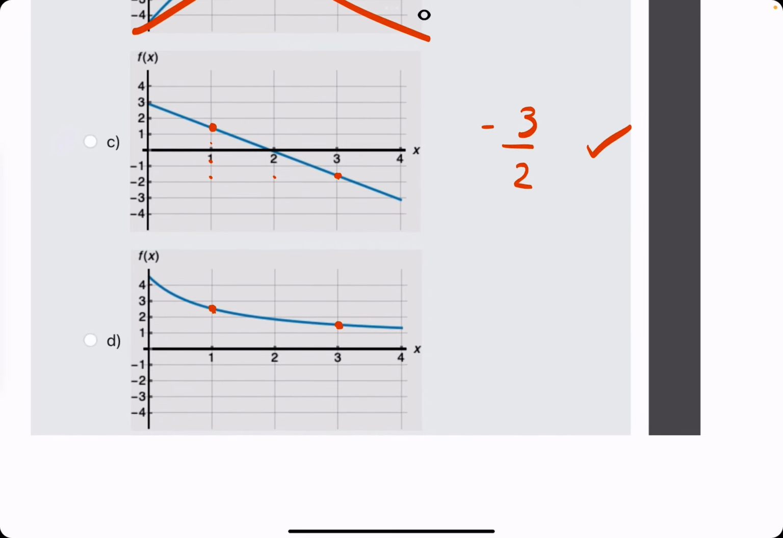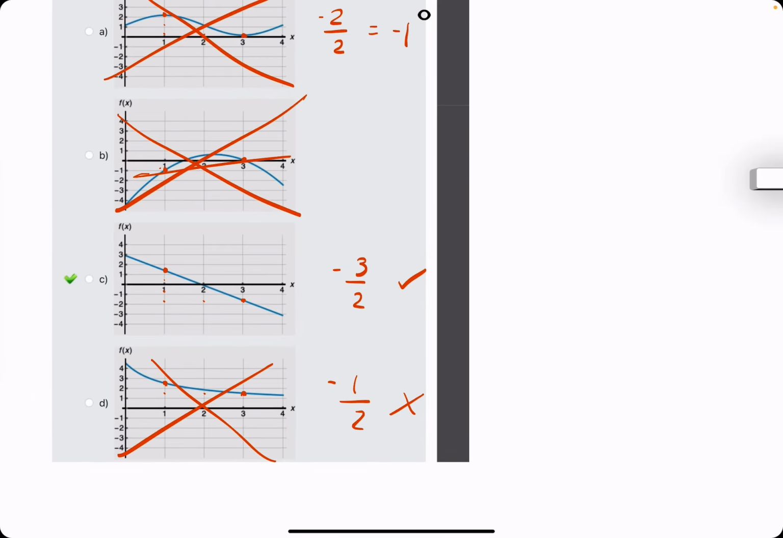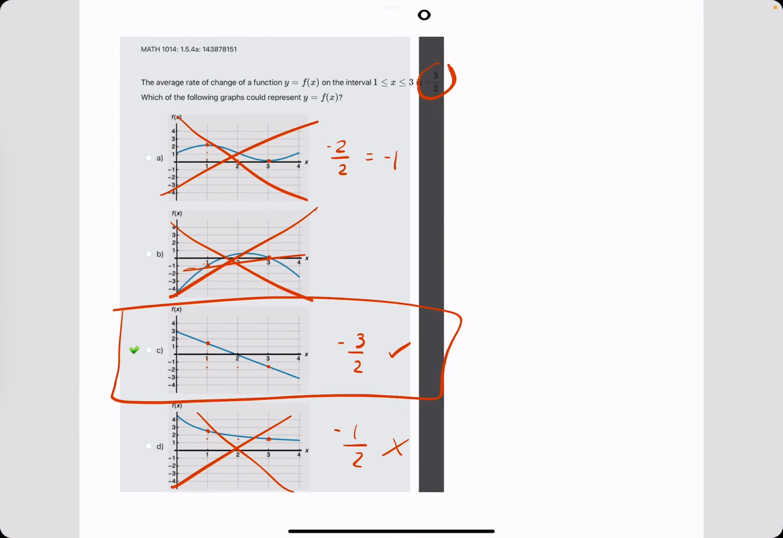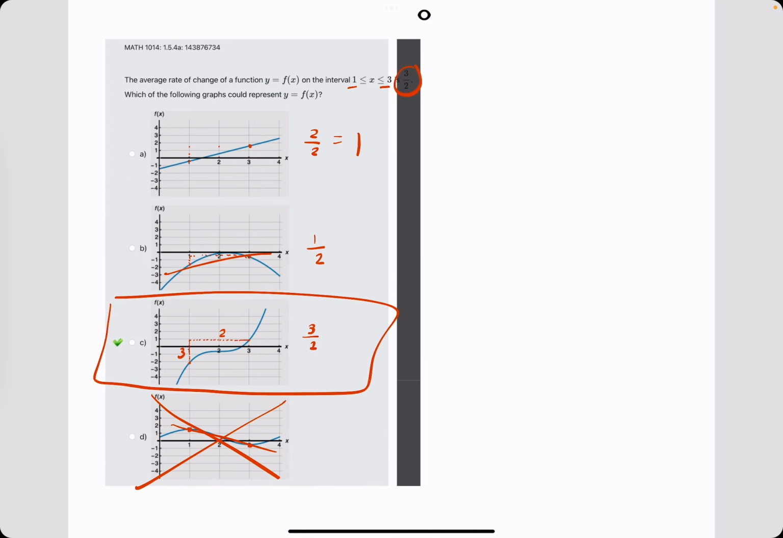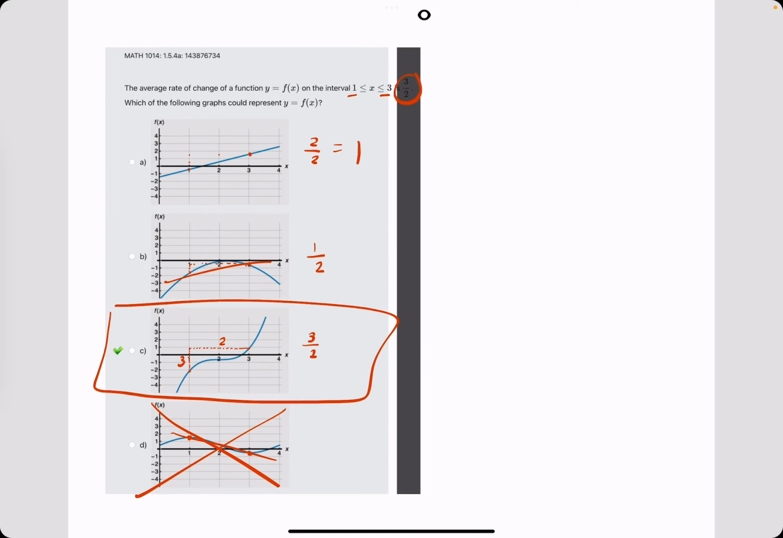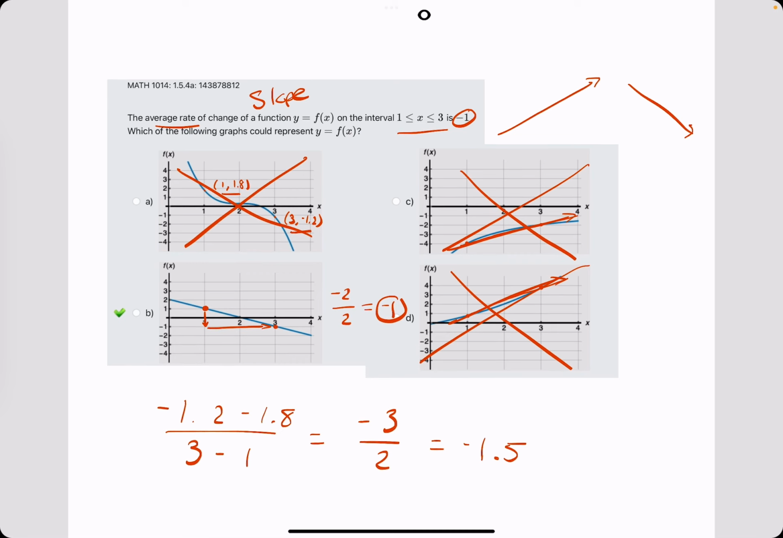And then when we look at D, we are rising negative 1, or going down by 1, and then going across by 2, so that might be a slope of negative 1/2. So that is not it. I'm going to go with C, and C is our answer. Hope that makes sense. Average rate of change is the slope, and so the average rate of change between 2 points is the slope between those 2 points.